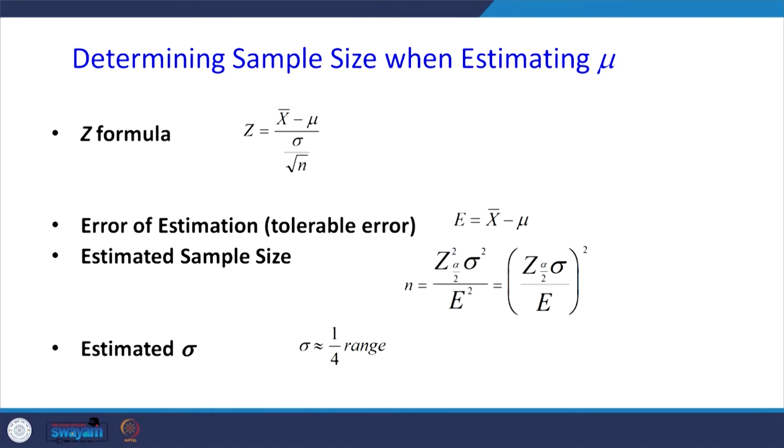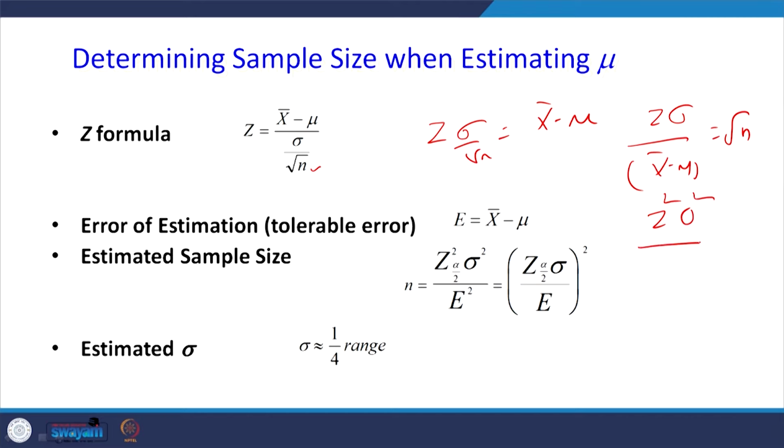Determining sample size with estimating mu. We know that the Z formula is x bar minus mu divided by sigma by root n. From this relationship, this n is nothing but your sample size. When you readjust these equations, z equals x bar minus mu over sigma by root n, then root n is z sigma divided by x bar minus mu. You square both sides, so z square sigma square divided by x bar minus mu whole square, that will be your n.